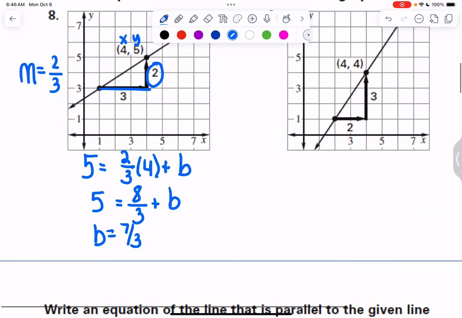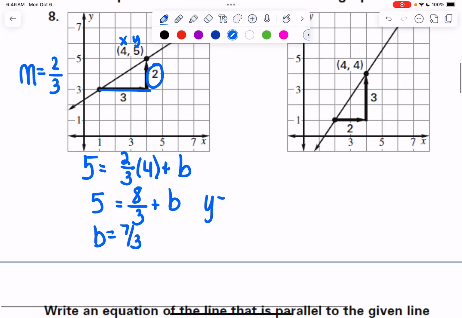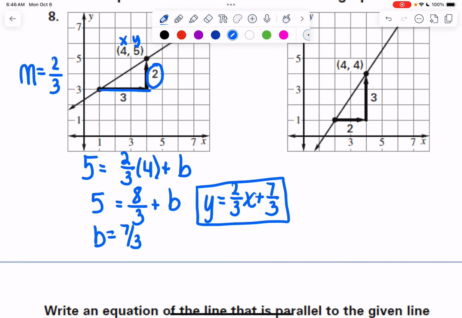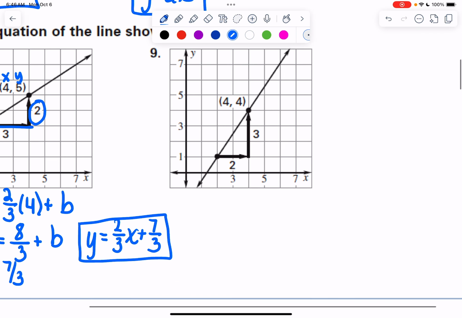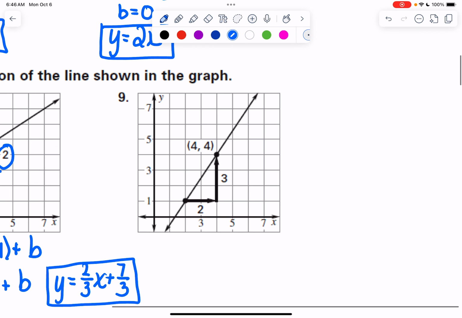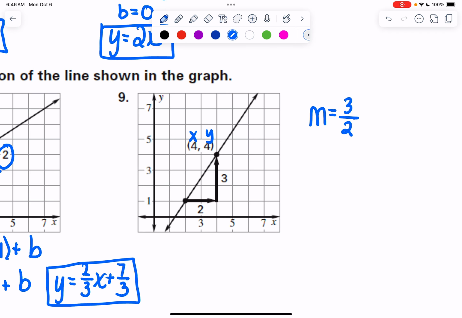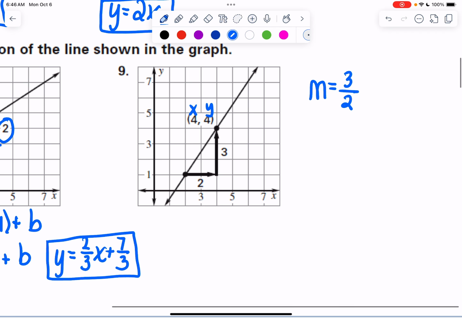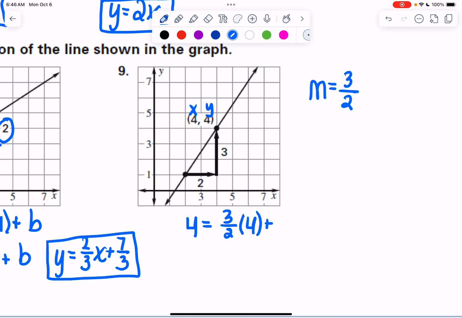Okay, and so what my final answer would be is y equals 2/3 x plus 7/3. This one, same idea. You would do rise over run, so your rise is 3, your run is 2, your point is x comma y. Okay, and so what I would do is 4 equals 3/2 times 4 plus b, solve for b.